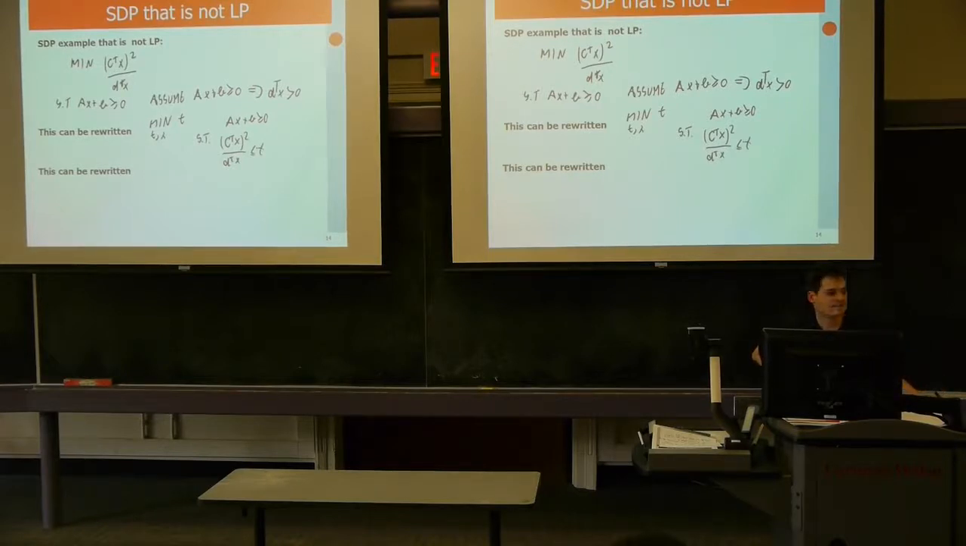Right? So you can see that these two problems are equivalent. And now the second observation is that this holds if and only if d transpose x is positive, and t times d transpose x minus c transpose x squared is non-negative.